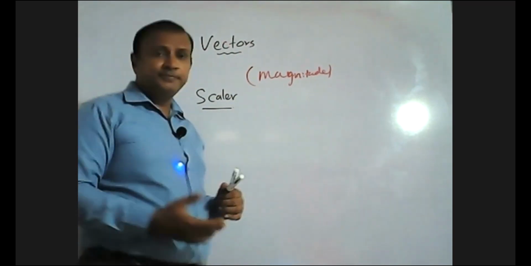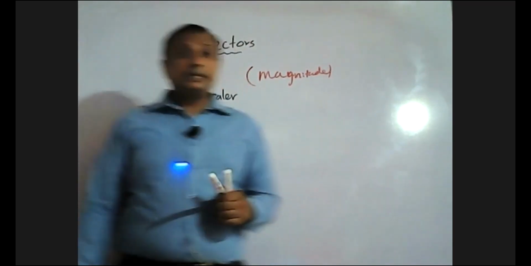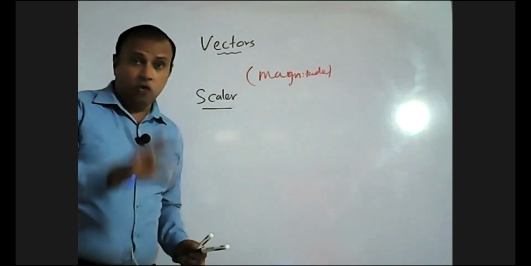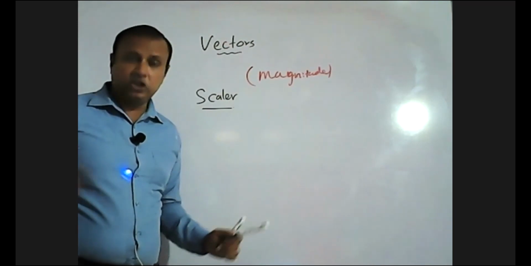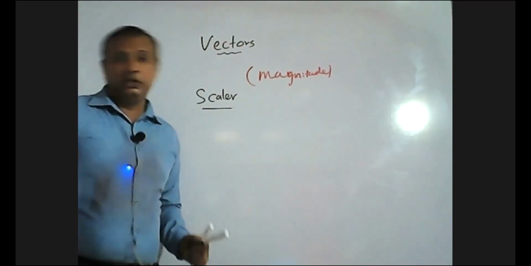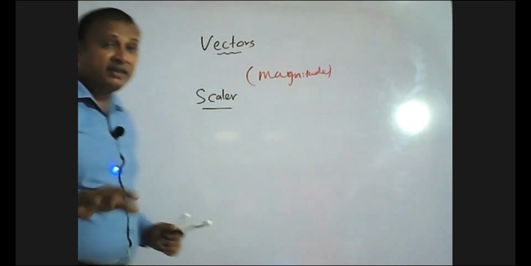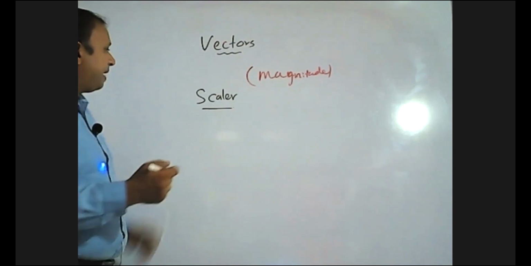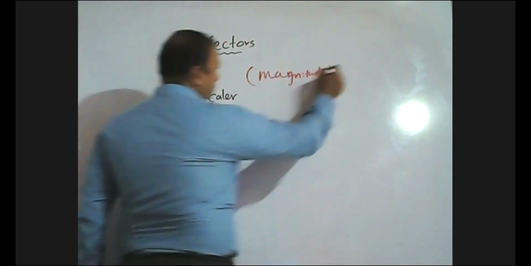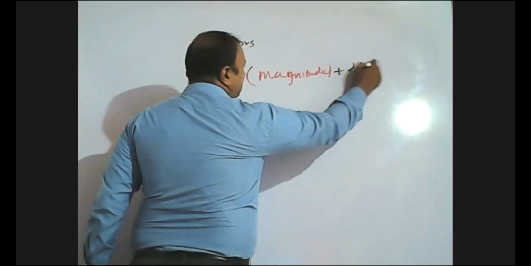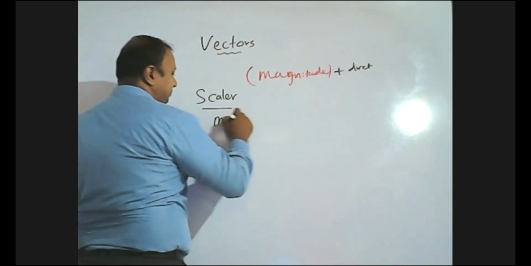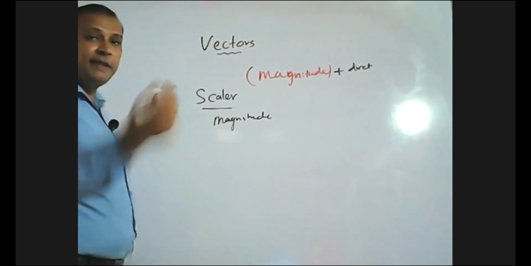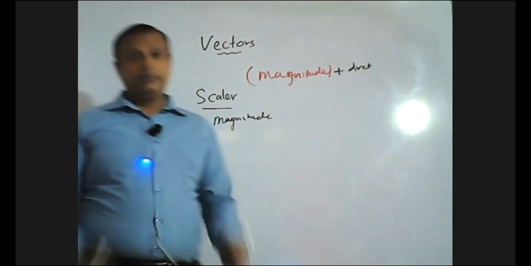A scalar quantity? Only with a magnitude. It has only a magnitude, not a direction. So if any physical quantity has a magnitude only, it will be called a scalar. Magnitude only. This is magnitude plus direction. This is magnitude only. Something like mass, temperature, time, likewise.